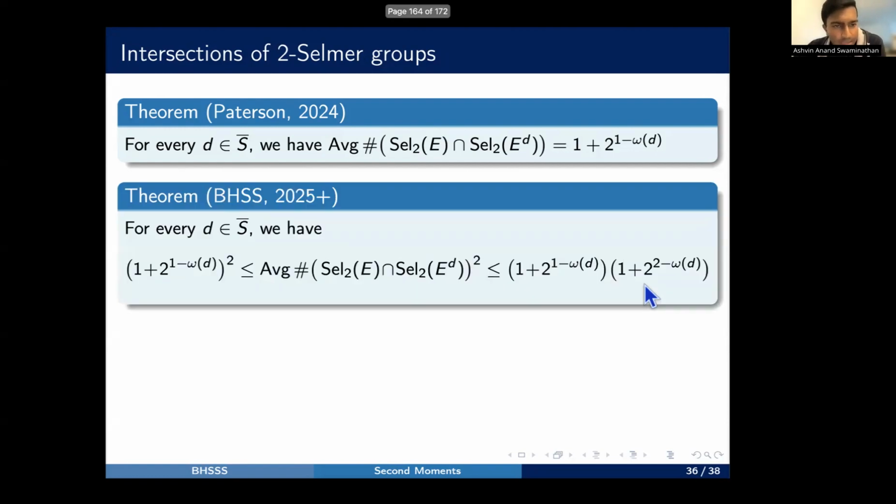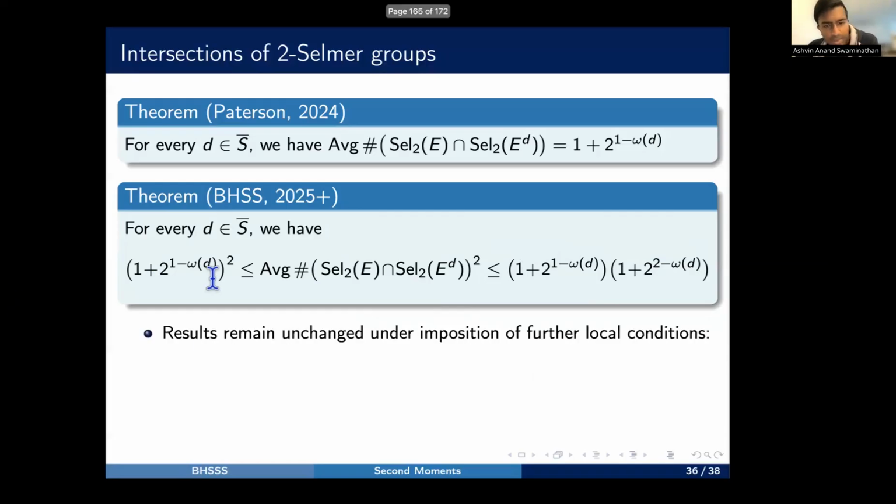Okay. So then using the second moment stuff, we can extend this result to the second moment. For the second moment of this intersection, we get a bound 1 plus 2 to the 1 minus omega of D, times 1 plus 2 to the 2 minus omega of D, and a similar lower bound. All these results remain unchanged under imposition of further local conditions. For example, if you replace E by E twisted by D prime for any fixed D prime, you're going to get the same result.